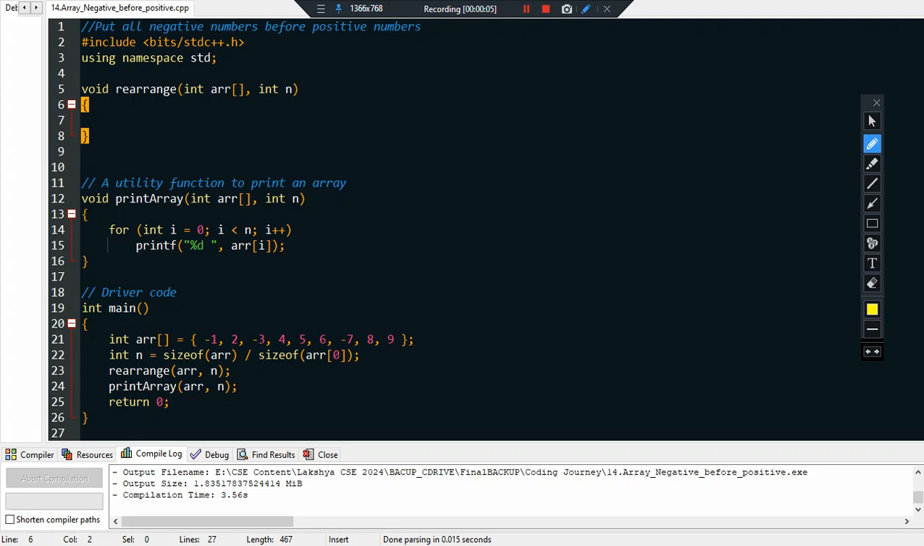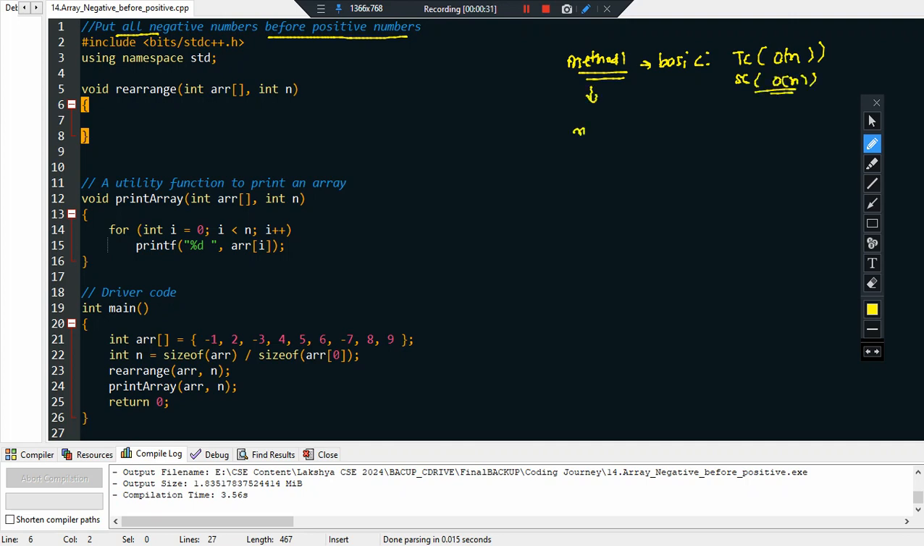So in this particular video we'll be discussing the problem wherein we have to put all the negative numbers before the positive numbers, right? So in the previous video we had already discussed two techniques of solving this particular problem. The method one was very basic in nature. So method one was basic, and that basically took time complexity order n and space complexity order of n, right? Because we were using extra space.